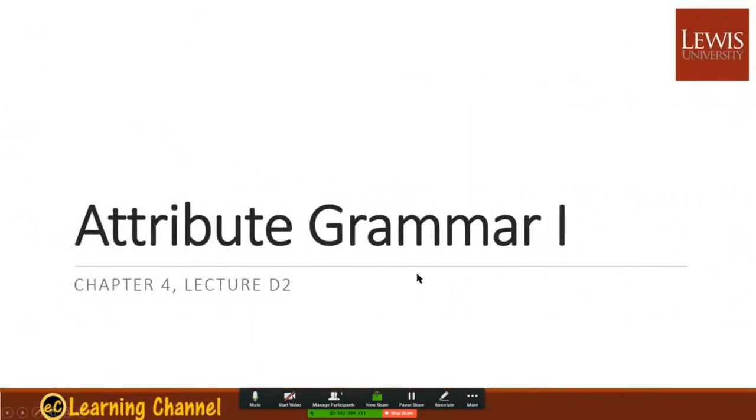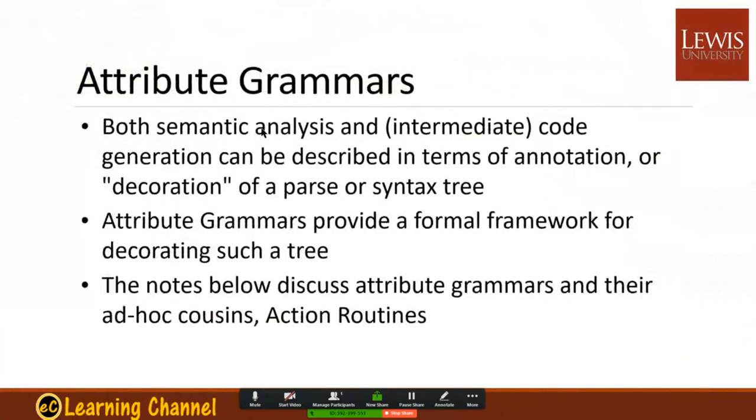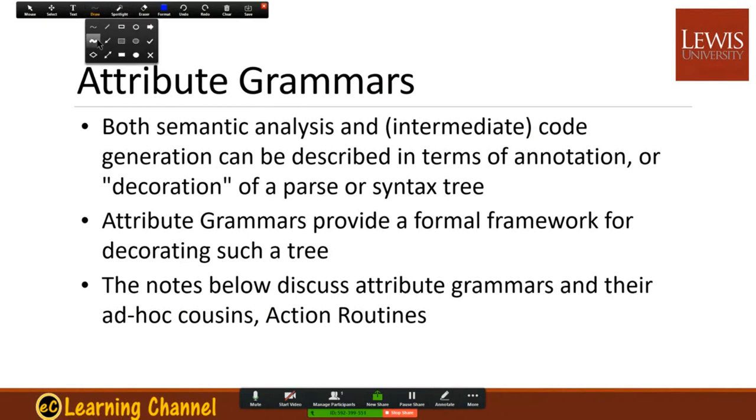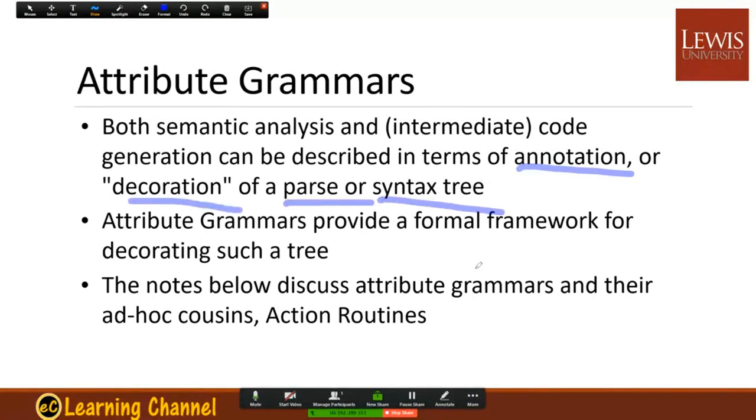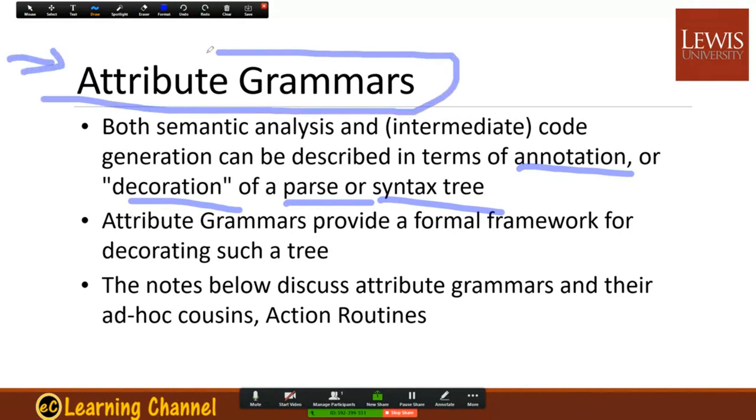Attribute grammar number 1. So what actually is attribute grammar? Both semantic analysis and intermediate code generation can be described in terms of annotation. So it's an add-on feature to the context-free grammar. It is the annotation and decoration of a parse tree. So we got a tree, but now we want to add something to it. And the way to add things to it is called attribute grammar.